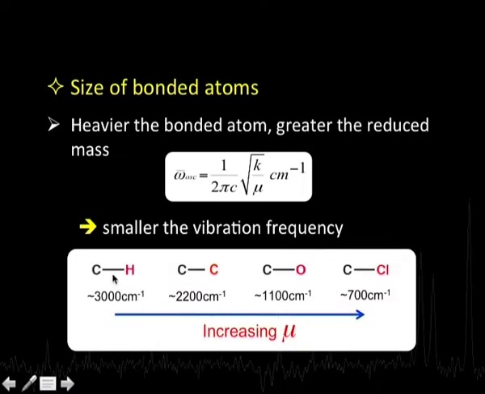Let us take the example of CH, CC, CO and CCl bonds here. CH bond has a vibration frequency of about 3000 centimeter inverse. If I replace this hydrogen by carbon, and we assume that the bond strength happens to be the same, that is the k value has the same value, then for CC, CO and CCl, carbon is heavier than hydrogen, oxygen is heavier than carbon, chlorine is heavier than oxygen. So, we find that as the atom is becoming larger and larger, the reduced mass is increasing. Thereby, the vibration frequency goes on decreasing. There is again an inverse relationship between the two. Higher the value of reduced mass, lower the vibration frequency.